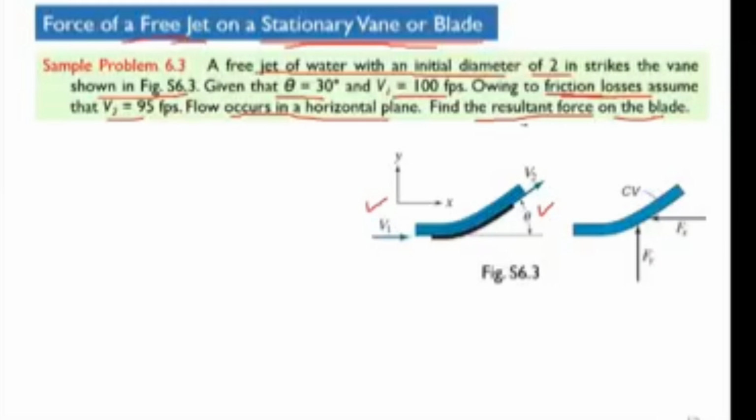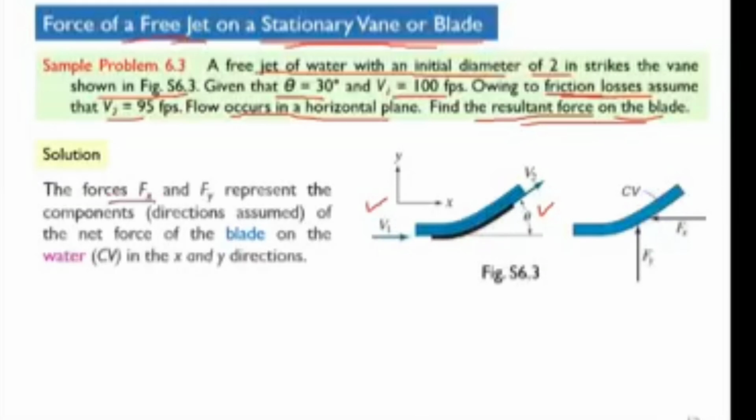Now we want to calculate the resultant force which is acting on this. Clear? So the forces Fx and Fy represent the components. Directions are assumed. So this direction and this direction are assumed. We don't know. In the end, their plus or minus sign will tell us whether these assumed directions are correct or not. So this is always the case. We have to assume the direction of our forces and then do the analysis, and then in the end, after we simplify the momentum equation, their sign will tell us whether the assumed direction is correct or not.